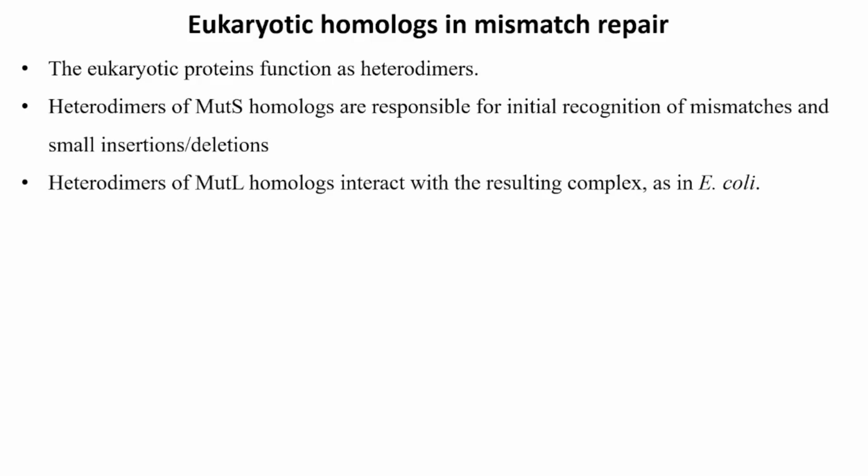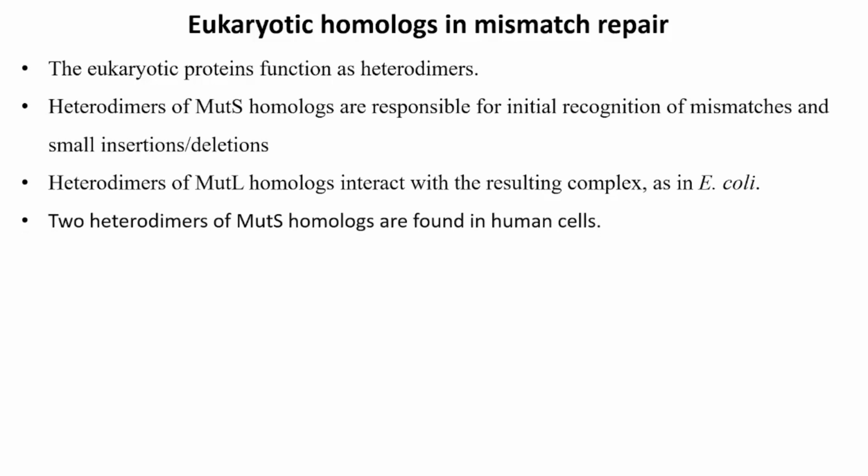MutL homologues interact with the resulting complex, as in the case of E. coli. In contrast to E. coli, however, some eukaryotic MutL homologues play a specific catalytic role in mismatch repair. The eukaryotic MutL homologues have an important endonuclease activity.